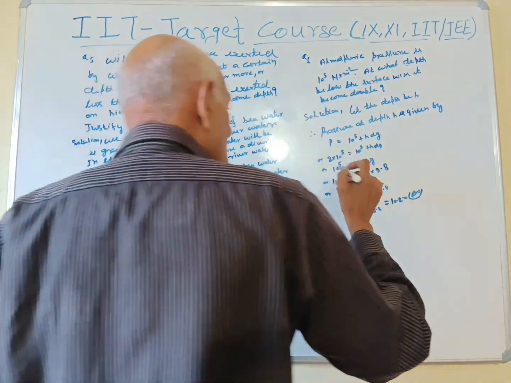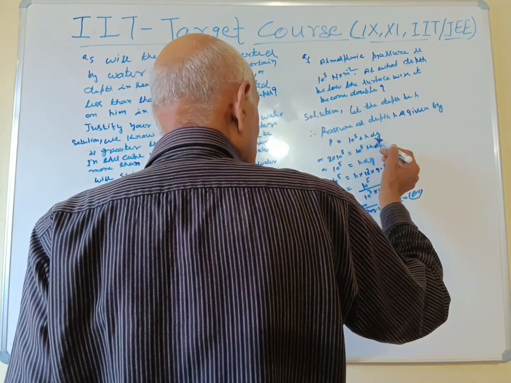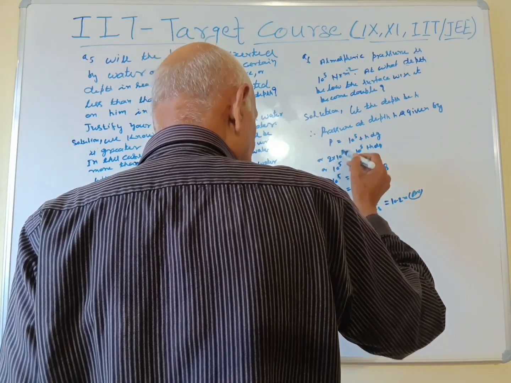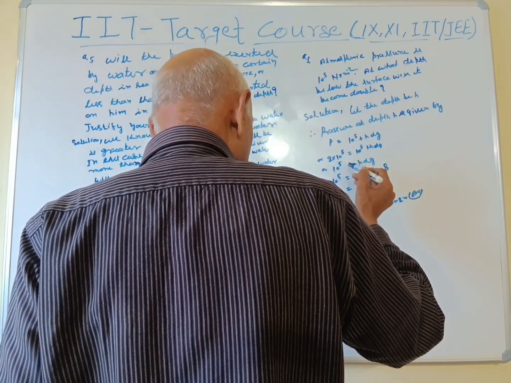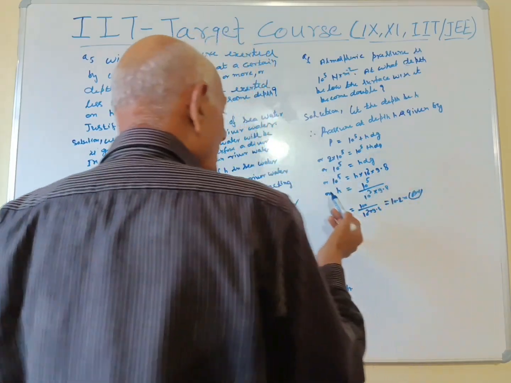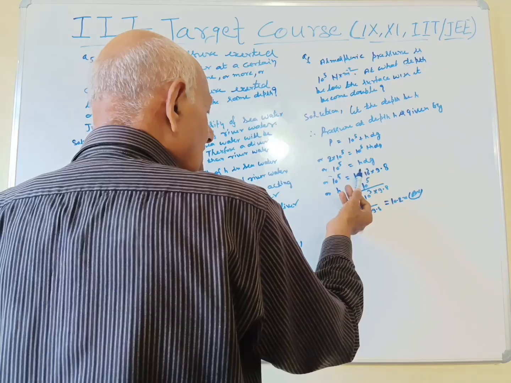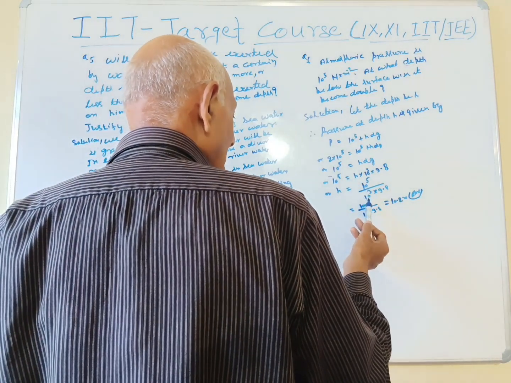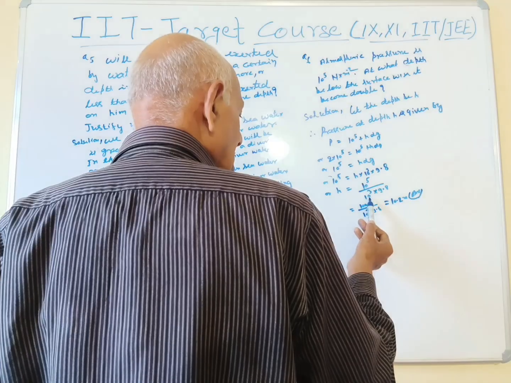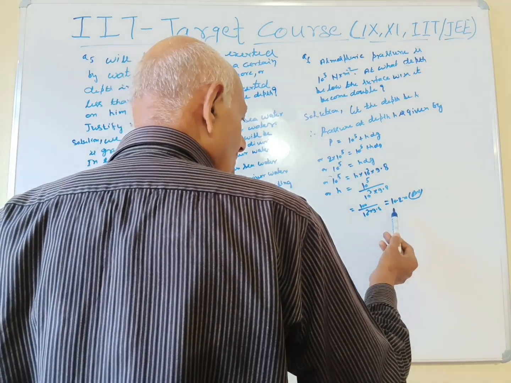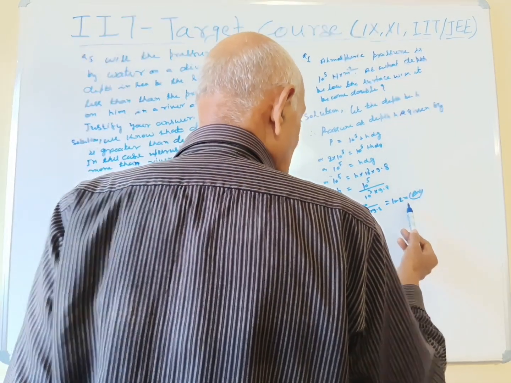P equals 10 to the power 5 plus h d g, or 2 into 10 to the power 5 equals 10 to the power 5 plus h d g, or 10 to the power 5 equals h d g, or h equals 10 to the power 5 divided by 10 to the power 3 into 9.8. This equals 10.2 meter. Answer.